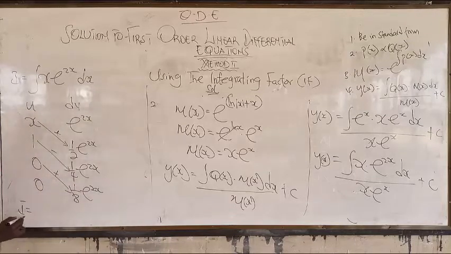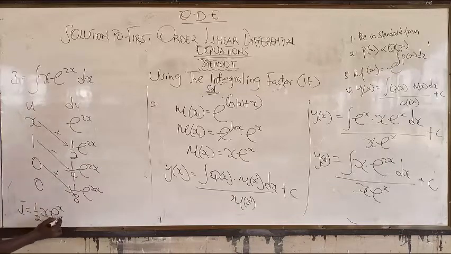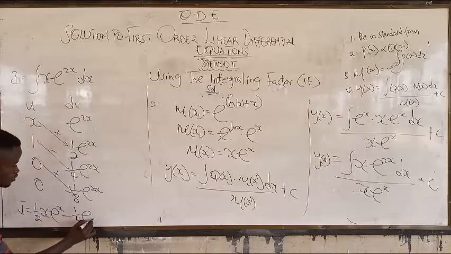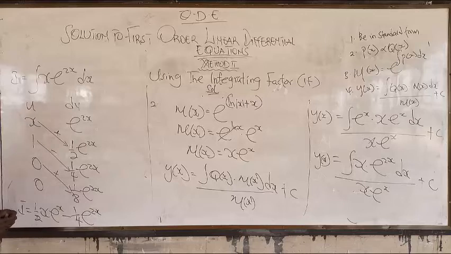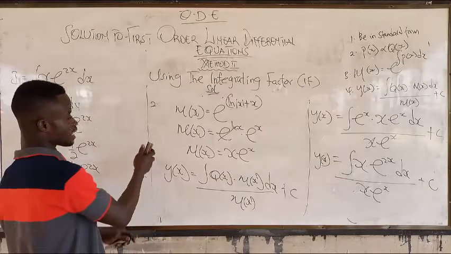Therefore, the integration is going to give us this and this, which is half x e raised to the power 2x, minus this and this, 1/4 e raised to the power 2x. Sorry, 2x. Make sure you bring that. Then you see this one is going to be 0. So this and this minus this and this. Then this one is going to be 0. So, plus 0.